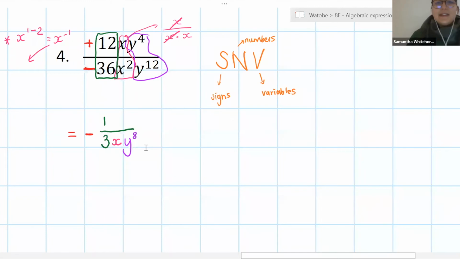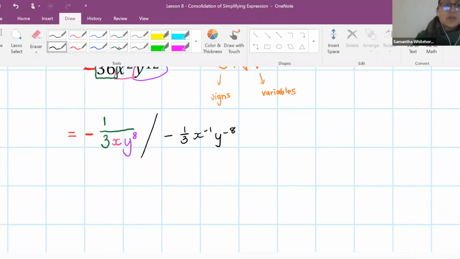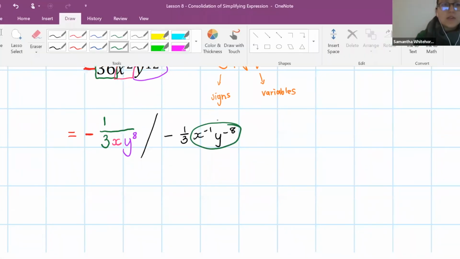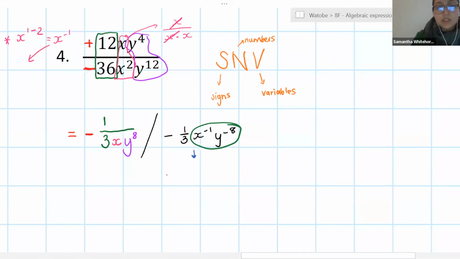Now, if you had left your answer with negative exponents, so if you'd used your exponent laws and you'd gotten negative 1 over 3 x to the negative 1, y to the negative 8, please remember that we do not like negative exponents. You cannot leave your answer with negative exponents. You have to sort those out. And the way to sort it out, remember, is to move it into the denominator. So negative 1 over 3xy to the power 8. We do not like negative exponents.